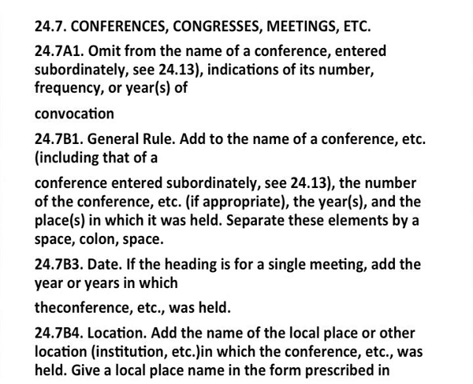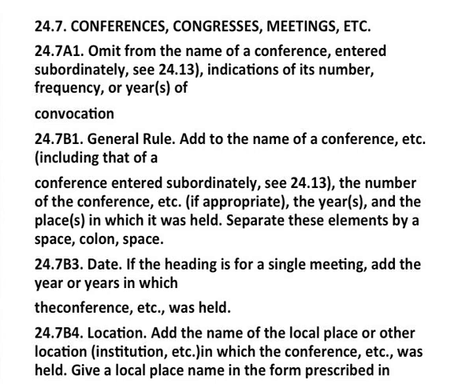Generally, you have to add the name of a conference subordinately if the conference is held by a university department or an independent body, like the Indian Institute of Economic Growth, which has its annual conference every year. The conference heading in that case has to be entered as Indian Institute of Economic Growth annual conference, and you have to add the year by the rule 24.7B3.